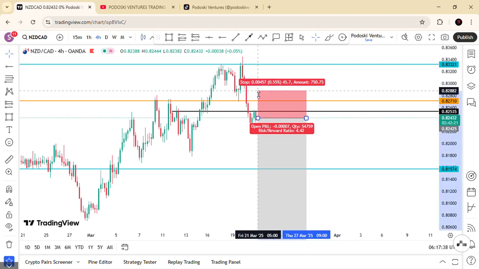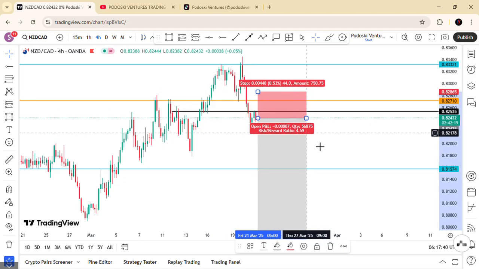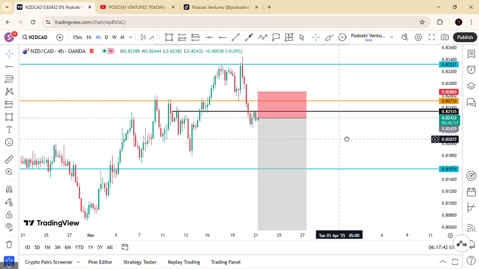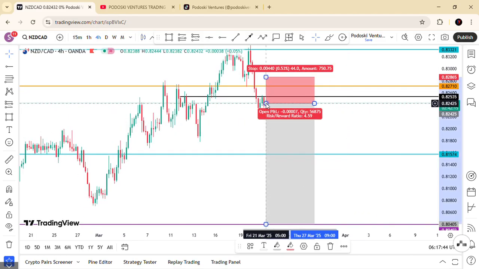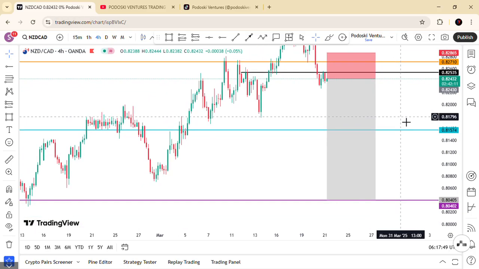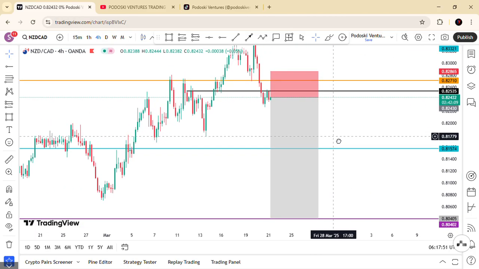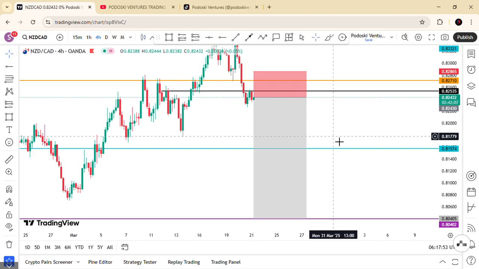My stop loss, I'll put it here, 45 pips. That's 1:4. It's not a bad trade. It's a very nice trade. 1:4 is very nice. So yeah, this is our setup on NZDCAD.